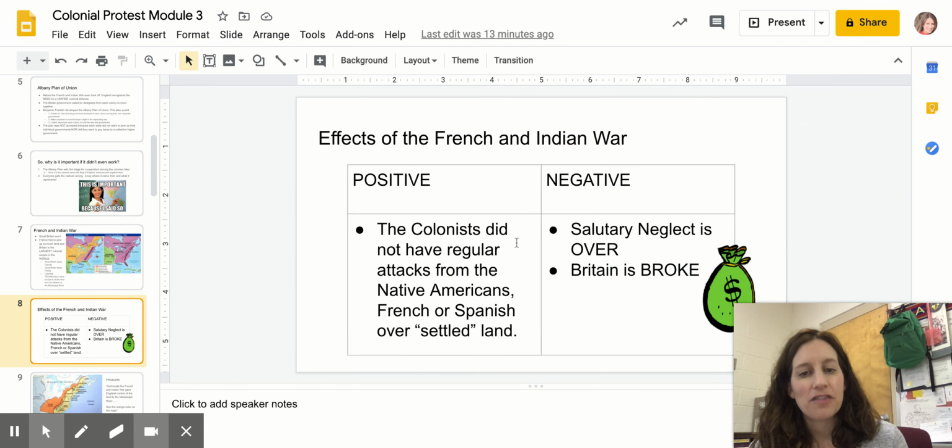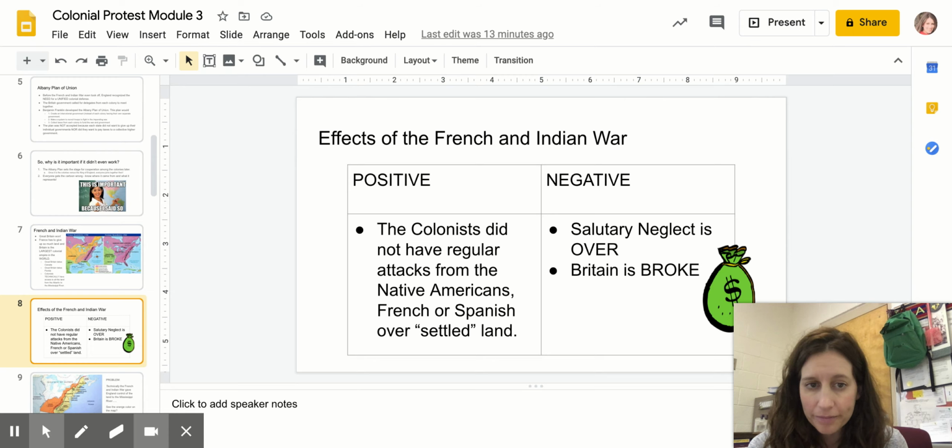So here are the effects of the French and Indian War. The positive: the colonists did not have regular attacks from Native Americans, French, or Spanish over settled land anymore. The negative: salutary neglect is over because Britain is broke. In our last unit, we hounded that term, salutary neglect. That meant nice neglect. That's when the King of England left the colonists alone pretty much to do whatever they wanted as long as he was making money off the colonies. Well, now that is done, and there are going to be strict rules and strict laws enforced on those colonists, and they are not going to be happy about it.